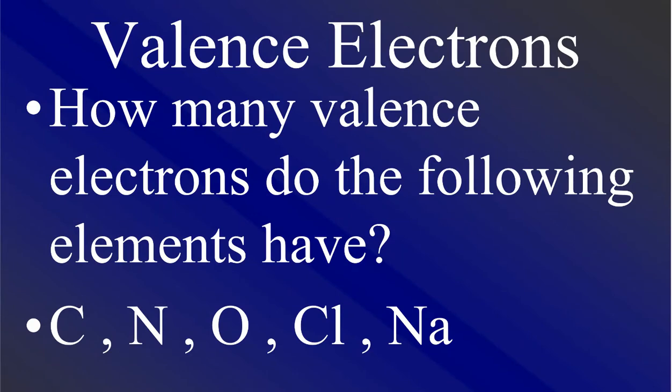Okay, so just a little check. How many valence electrons do each of these have? Well, carbon is from group 14, so it has 4. Nitrogen is from group 15, it has 5. Oxygen has 6 because it's from group 16. Chlorine has 7 because it's from group 17. Sodium has 1 because it's from group 1. So just a little quick check on that.